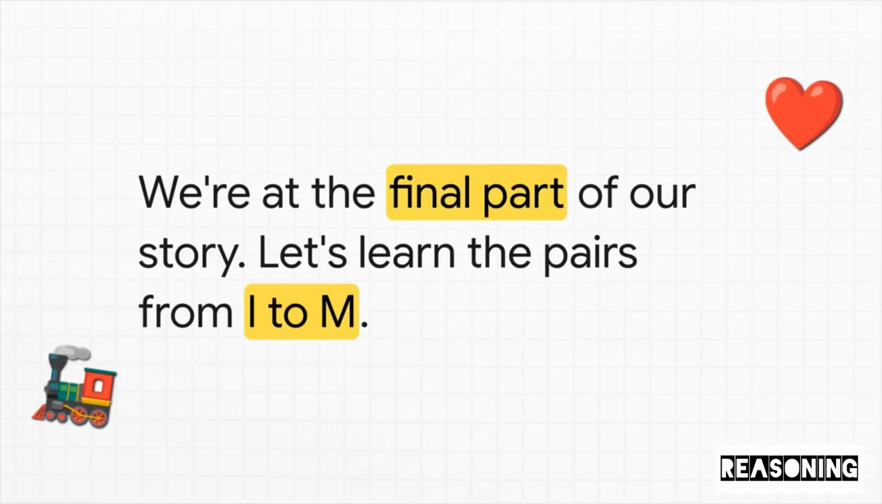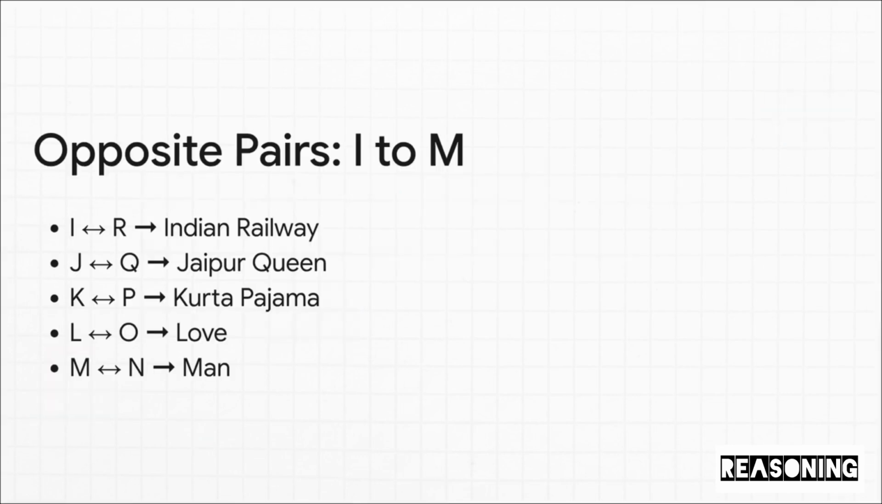Brilliant. And now we've reached the final chapter of our story. Let's connect the last few pairs, from I to M, and complete our tale. So he decided to travel by the Indian Railway, IR, and there he met the Jaipur Queen, JQ, who was wearing a beautiful kurta pajama, KP. They fell in love, LO, and he finally became a complete man, MN. And that's the end of our story.